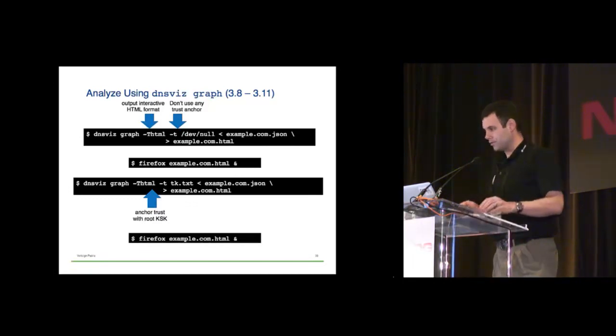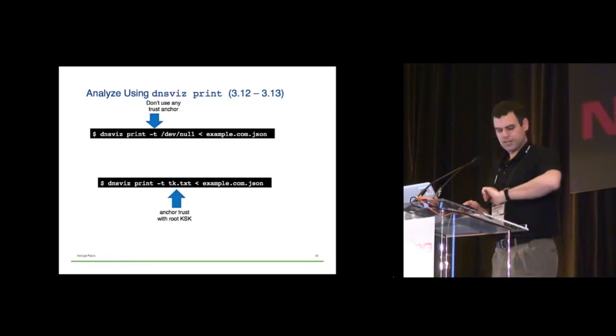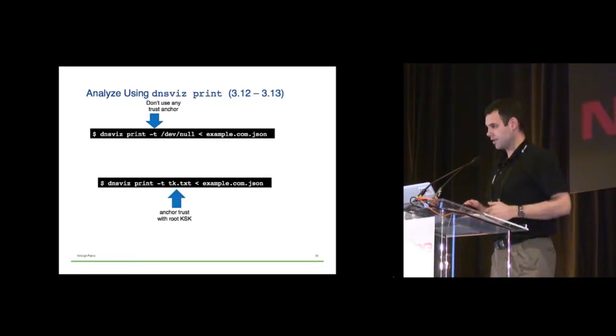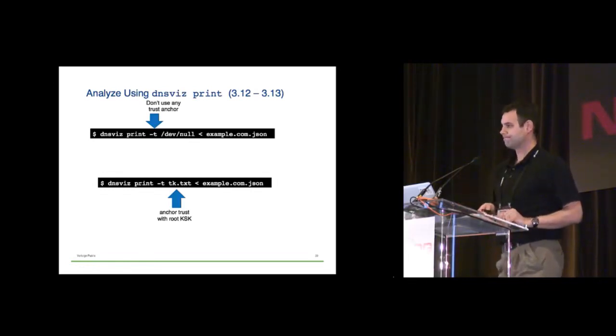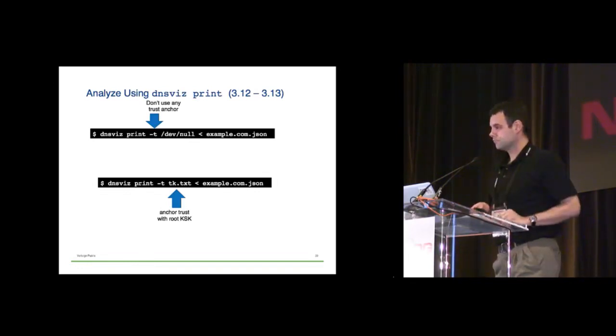Then when you're ready, go ahead and open up Firefox with each of those and take a look at them. And then run DNSViz print, again without a trust anchor, and then finally with a trust anchor to see what the output looks like there. Those are exercises 3.12 to 3.13.